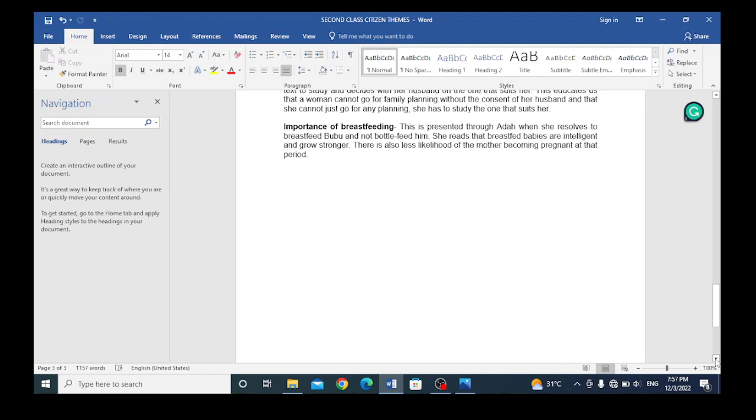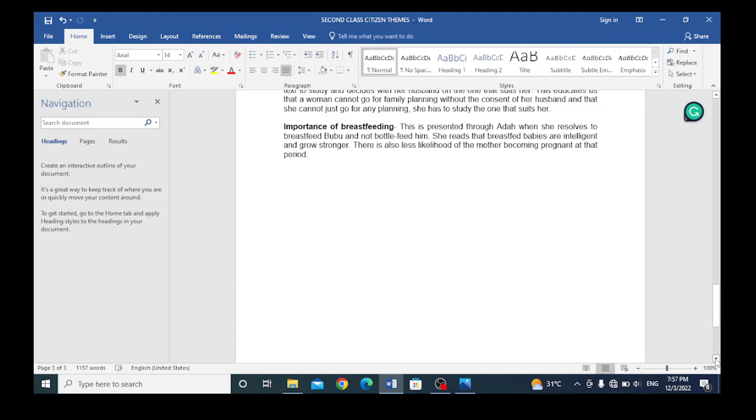The last one there is the importance of breastfeeding. This one is also a sort of education to educate us on the importance of breastfeeding. This is presented through Ada when she resolves to breastfeed Bubu and not bottle-feed him. She reads that breastfed babies are intelligent and grow stronger. There is also less likelihood of the mother becoming pregnant at that period. So breastfeeding also serves as family planning. So that's what the author is trying to educate us on there.